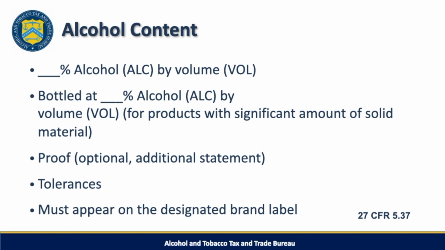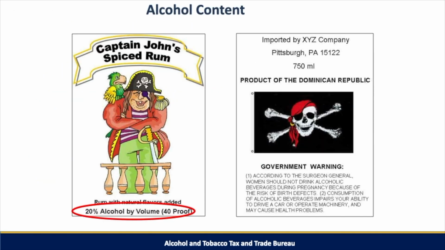The alcohol content must appear on the designated brand label. The alcohol content must appear in the proper format on the designated brand label with the brand name and class and type. If you choose to use the optional degrees of proof on your label, it must appear in direct conjunction with the alcohol content statement.